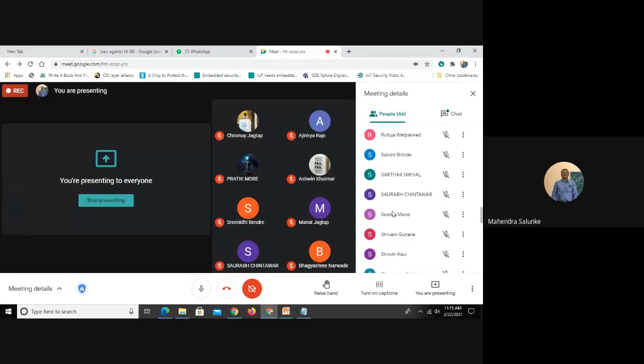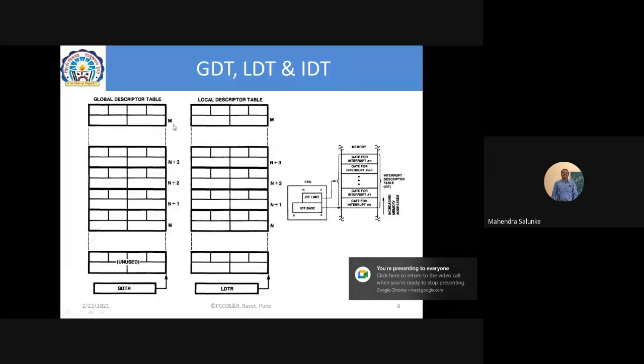8192 is the value. So 8192 is the number of descriptors that we can have, and our first descriptor number starts with 0. So the value of this m that I'm asking is 8191.